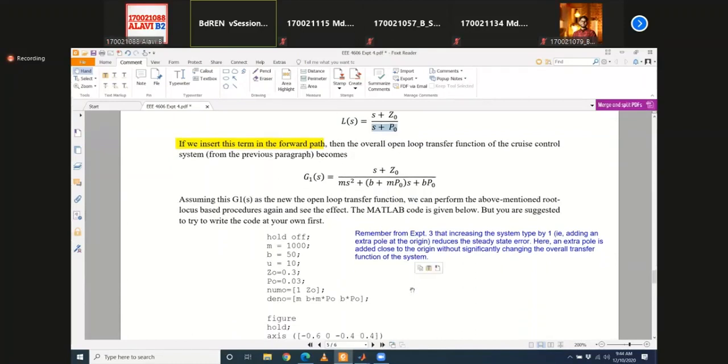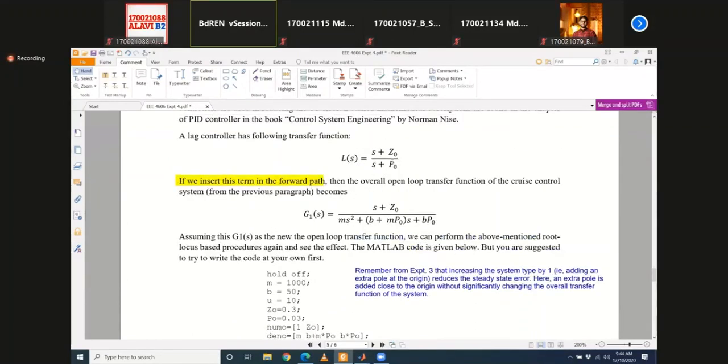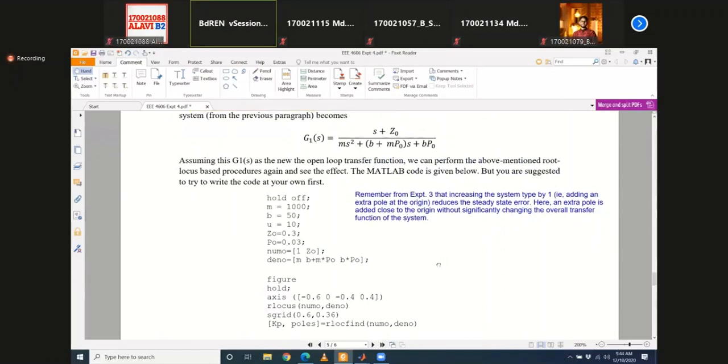Yes, sir. Clear. So is it clear how this lag controller operates? Just the basics at least. Any questions from anyone?